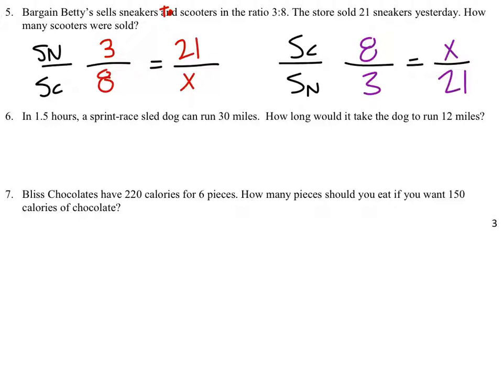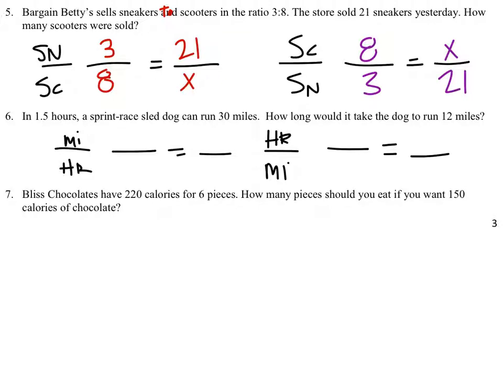In this next one, in 1.5 hours, a sprint race sled dog can run 30 miles. How long would it take the dog to run 12 miles? All right, so we got distance in miles compared to hours, or we compare hours to miles. And then we got our proportions set up in here.